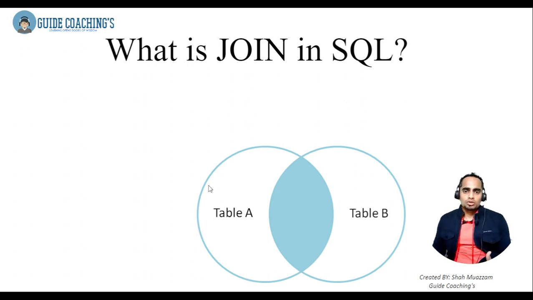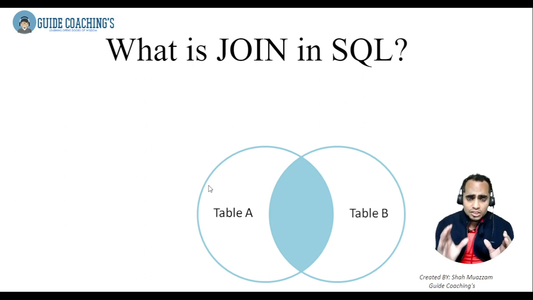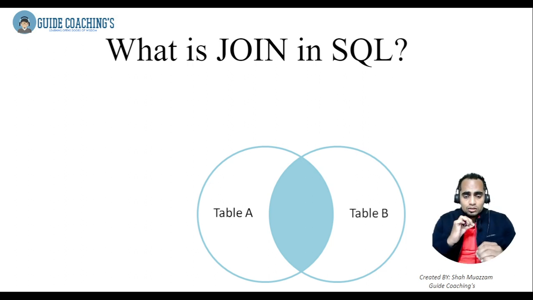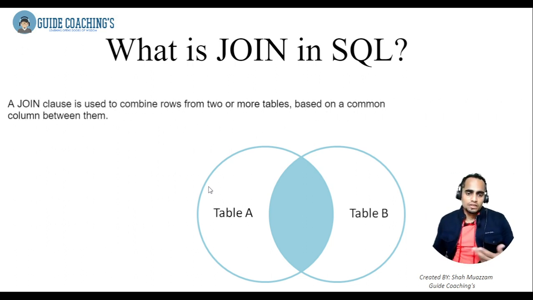So how does inner join work? We have two tables, table A and table B, and when we join both the tables, the common data between those two tables will be considered as the result of that particular join. Let's see the example first and then we'll discuss it.